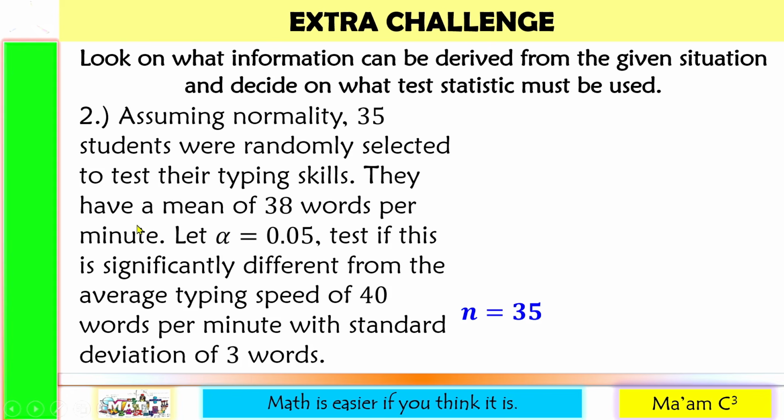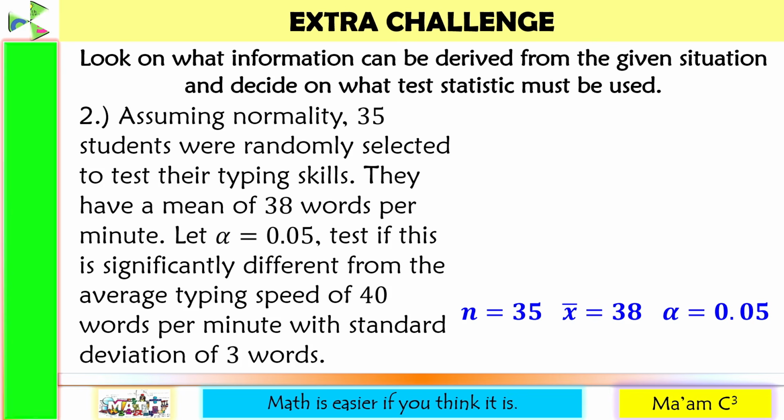They have a mean of 38 words per minute. So this mean of 38 is the mean of the sample. So sample mean x bar is equal to 38. And then I am also given here the level of significance. Alpha is equal to 0.05.